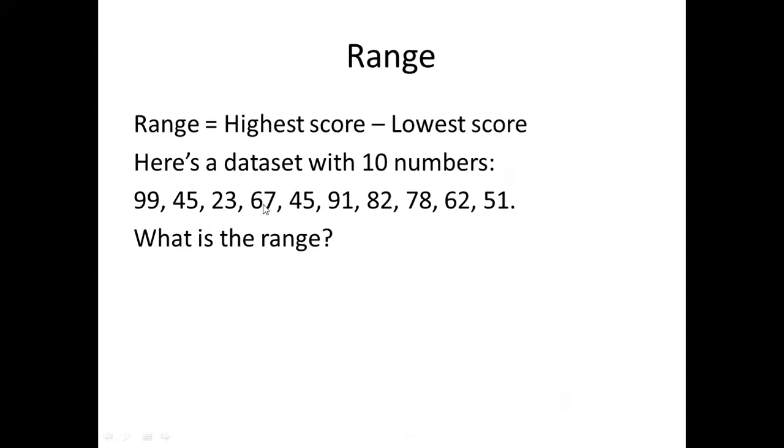However, if we arrange it, or even without arranging it because it's just a small amount of data, we can see that 99 is the highest score in this data set and 23 is the lowest score in this data set. The range for this data set will be the highest score, which is 99, minus the lowest score, which is 23. And the resultant number that we get is the range of that particular data set.